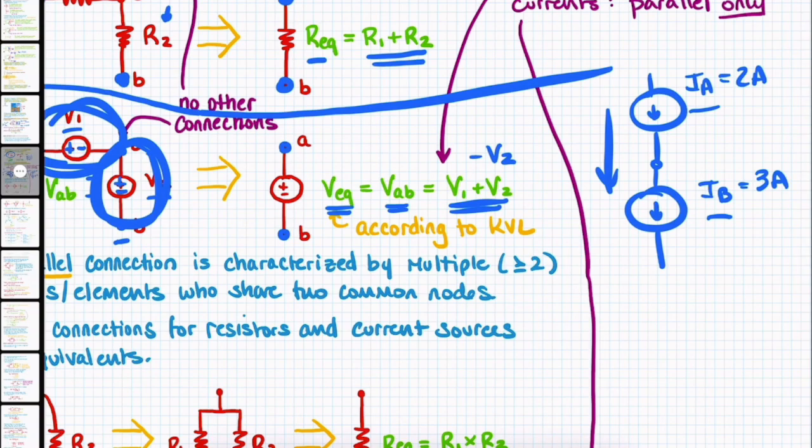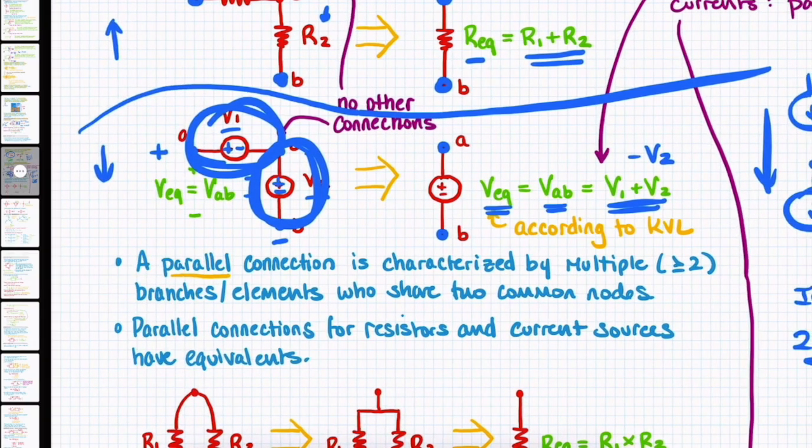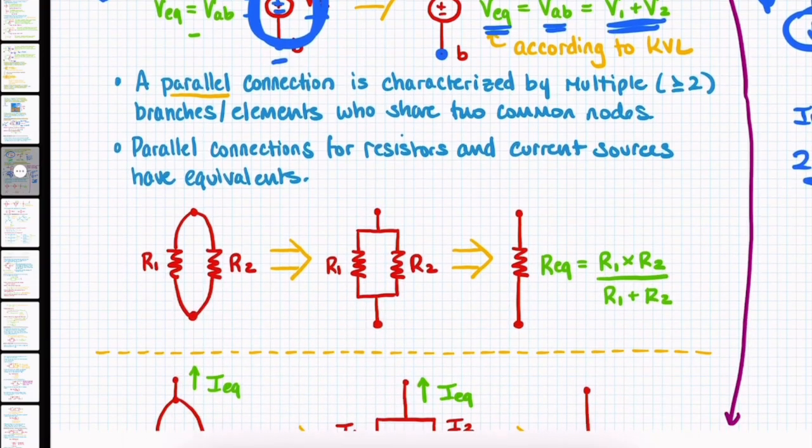Because we can apply KCL. We know the current flowing in should be equal to the current flowing out. In that case, that would be 2 amps flowing in, 3 amps flowing out, and that obviously doesn't work. So generally, we don't connect current sources in series unless there's some sort of issue where we need to generate more power, but we're not going to talk about that. So for the purposes of this course, we don't discuss current sources in series for the reasons that I just stated.